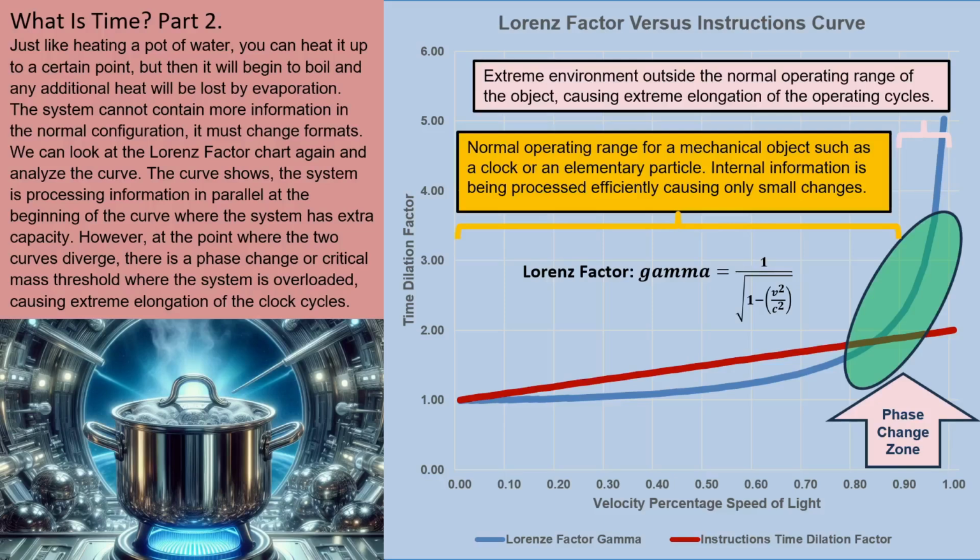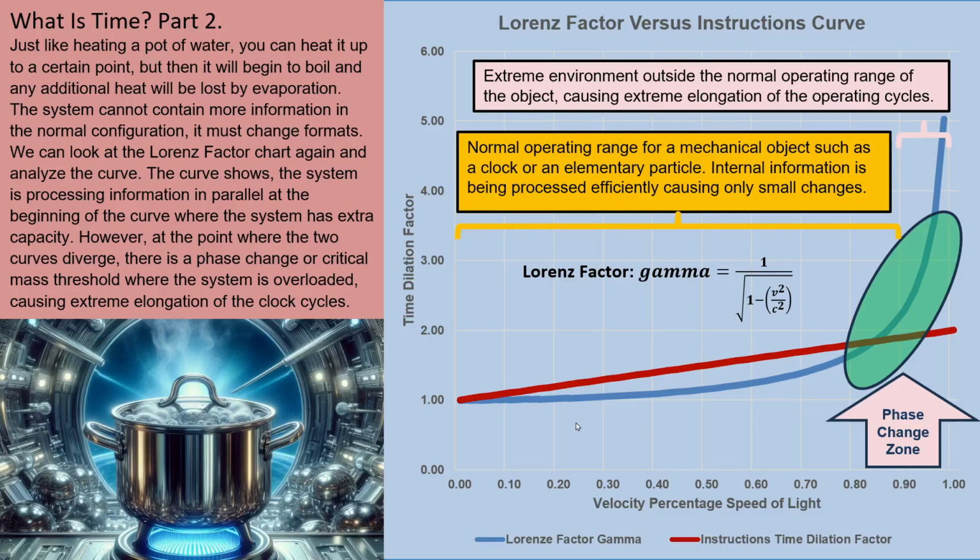Just like heating a pot of water, you can heat it up to a certain point, but then it will begin to boil, and any additional heat will be lost by evaporation. The system cannot contain more information in the normal configuration. It must change formats. We can look at the Lorentz factor chart again and analyze the curve. The curve shows the system is processing information in parallel at the beginning of the curve where the system has extra capacity. However, at the point where the two curves diverge, there is a phase change or critical mass threshold where the system is overloaded, causing extreme elongation of the clock cycles.